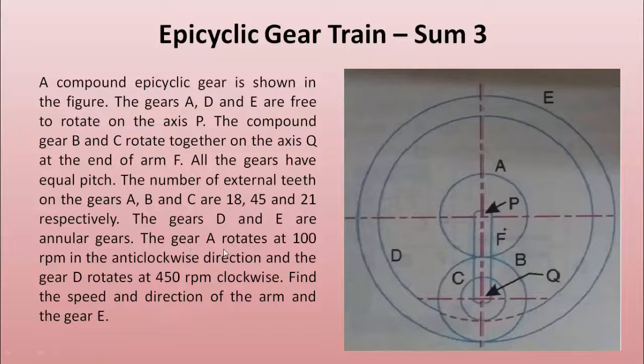They have told us that gear A is rotating at 100 rpm in the anti-clockwise direction. And gear D is rotating at 450 rpm in the clockwise direction. So they just want us to find the speed and direction of the arm. This is your arm, which is connecting your sun gear to the planet gears. These will be your planet gears, and they are asking us to find the speed and direction of the rotation of the arm and of the gear E.